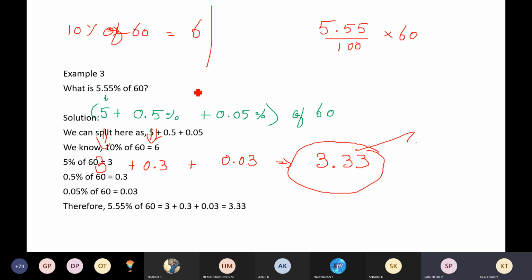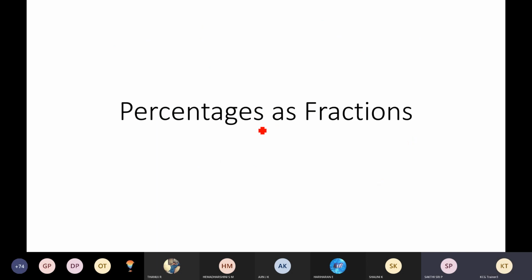Excellent then. Now, the next concept that we are going to look at is percentage as fractions. And always remember one thing, percentages have a special relationship with fractions. For example, 50% of 60. Can you just tell me what is 50% of 60?